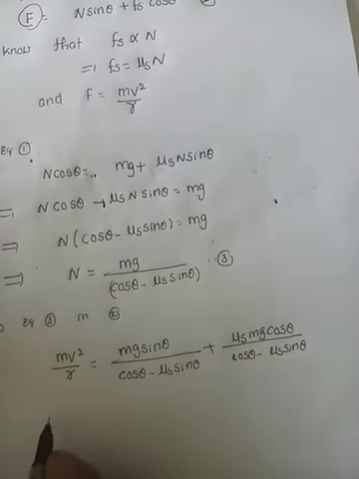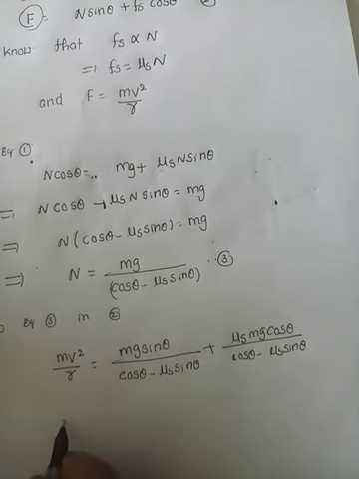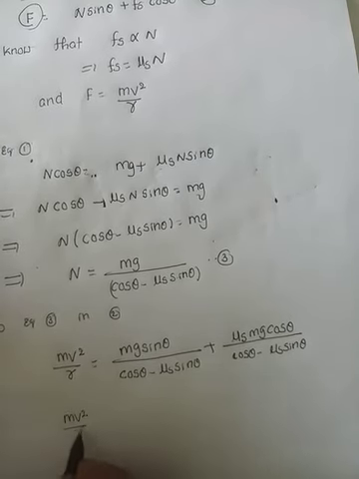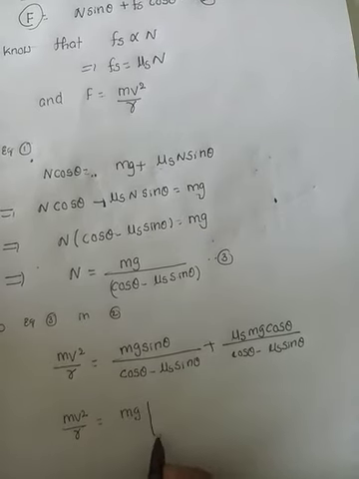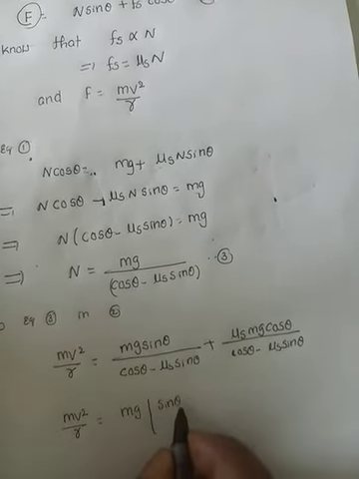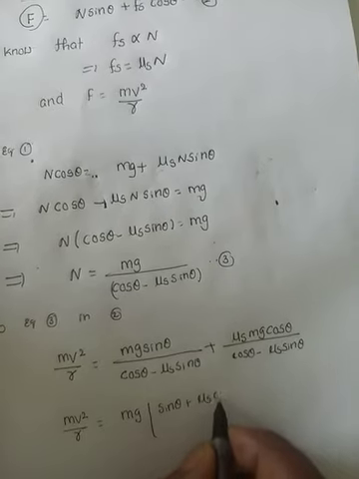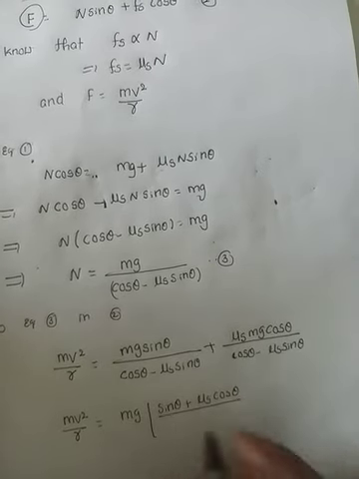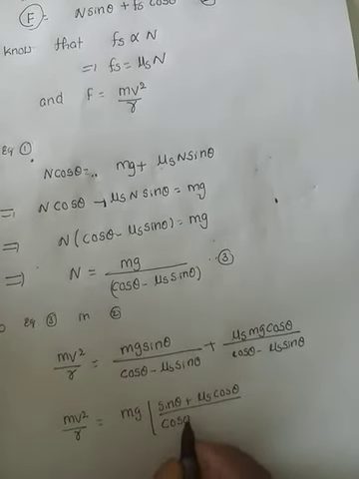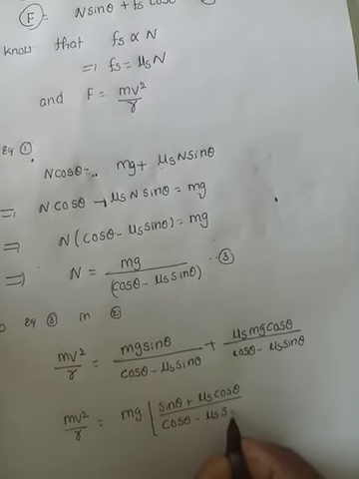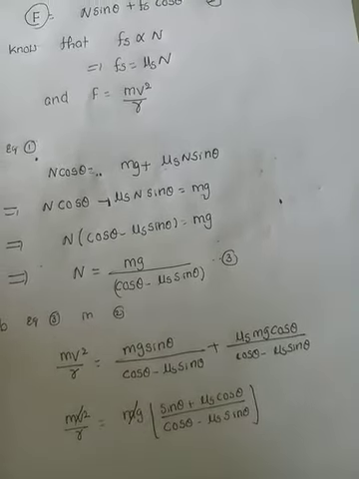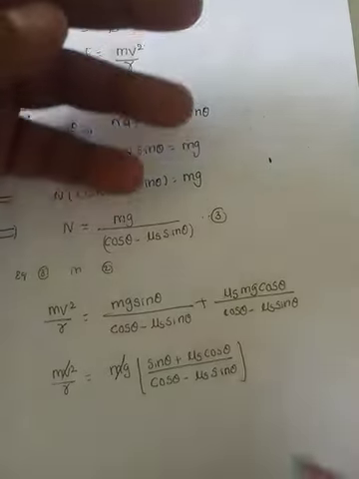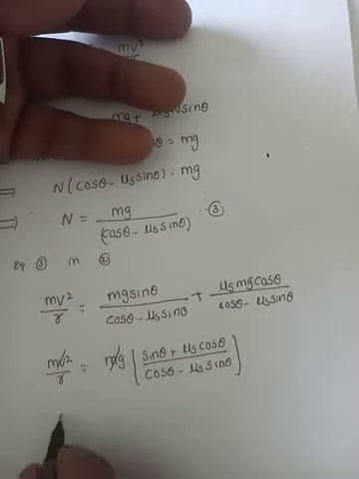Okay, what is common here? mv square by r is equal to mg, if you take common, sin theta plus mu s cos theta by cos theta minus mu s sin theta. Cancel, not v square, only m will get cancelled. Divide the complete equation by cos theta on both sides.